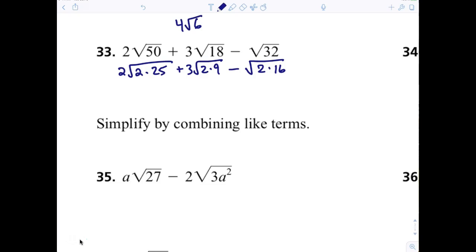Now break everything down for me. So it would be 10 times 2 plus 9 times 2 minus 4 times 2, and then it'd be 15 radical 2. Right. Good. Easy. Very easy. All right.